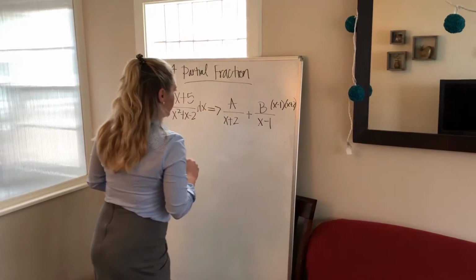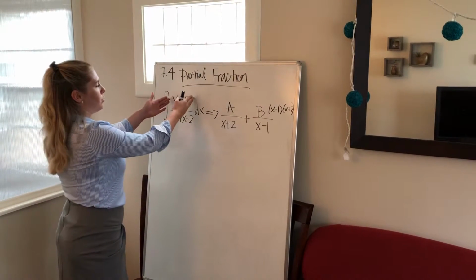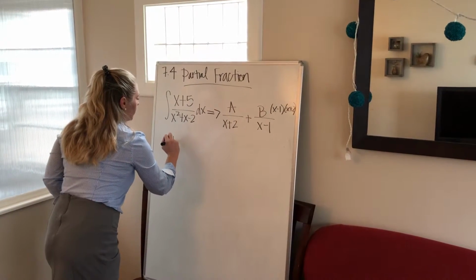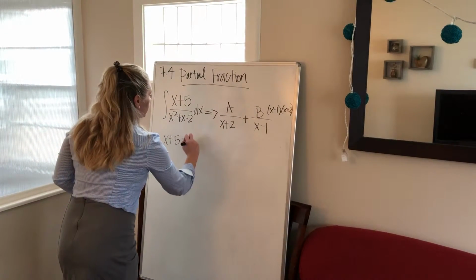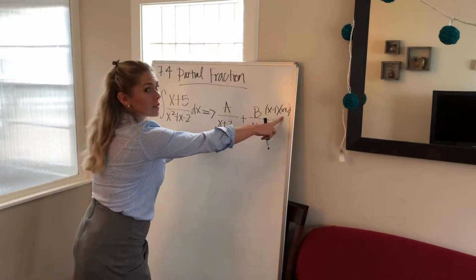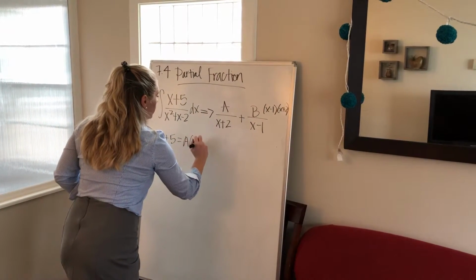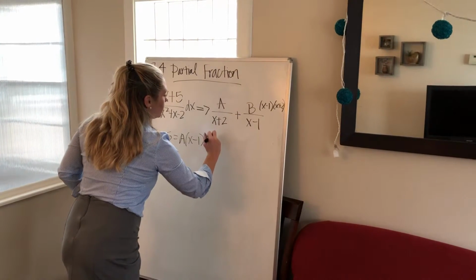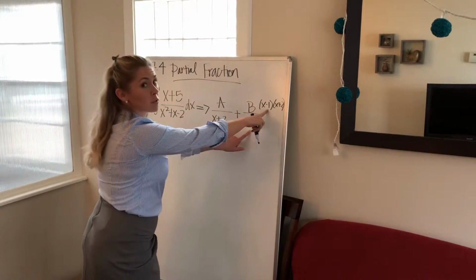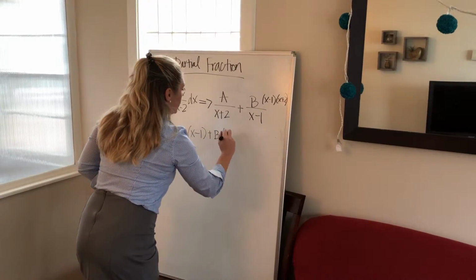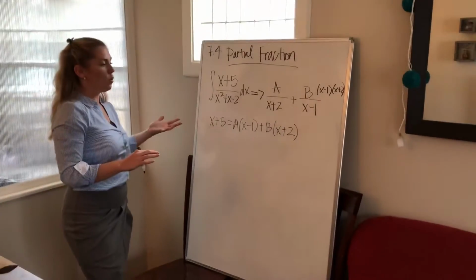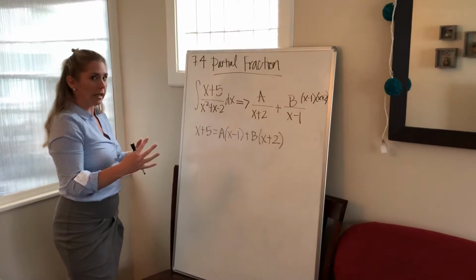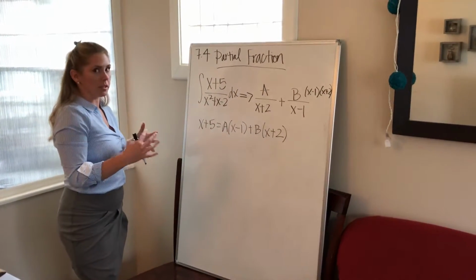Either way is going to work. So now I have my original numerator, x plus 5 equals a, the x plus 2's will cancel, times x minus 1, plus b, my x minus 1's will cancel, times x plus 2. And we could set up a system of equations, or what we could do is try to eliminate one side of it to get it to 0.